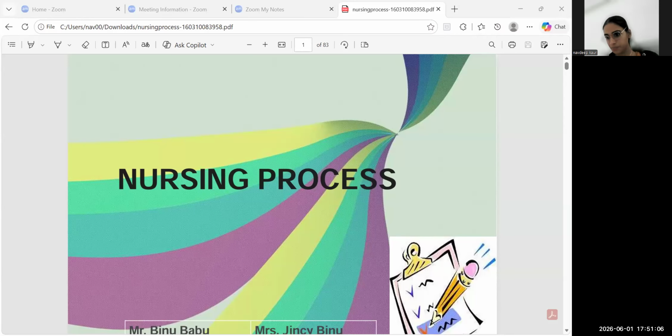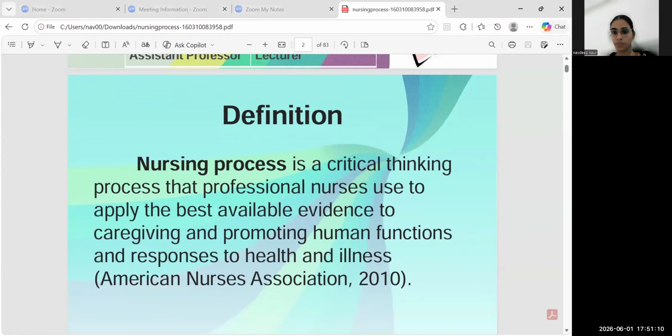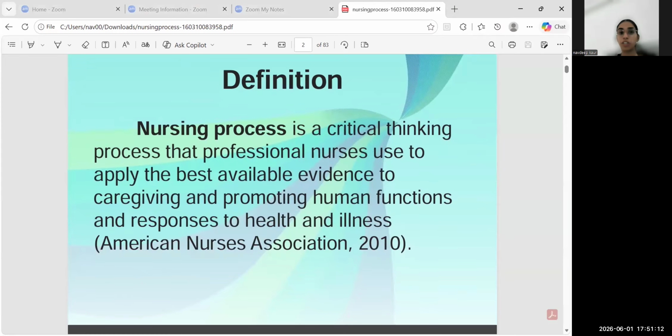Okay, so first is the definition of the nursing process. What do you understand by the nursing process?